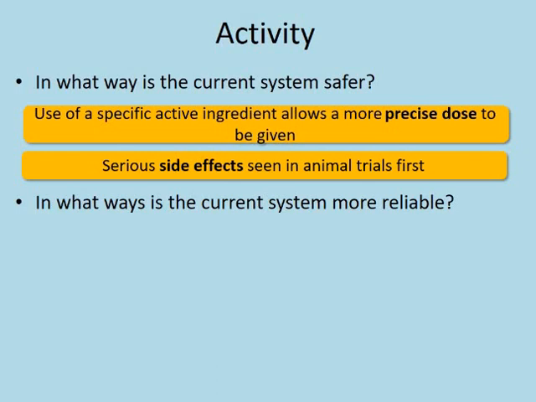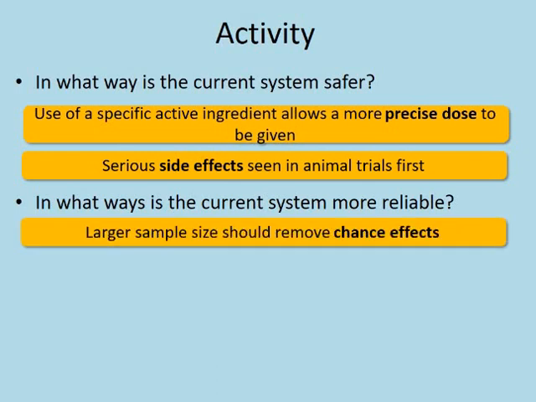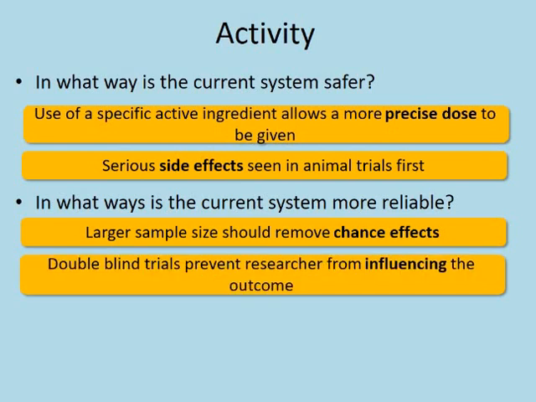And to make the system more reliable, we're talking about repeats. So our repeats here come from having very large sample sizes to remove the effects of someone recovering just by chance. You're also doing double-blind trials to prevent the researcher from influencing the outcome, because you inadvertently might make decisions throughout the study or through reporting results where you are expecting to see a particular outcome, and so that might influence what actually is reported.